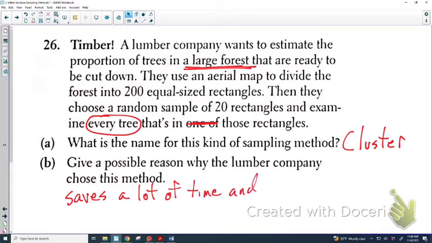And cluster is still random. I guess it also depends on what you're trying to achieve. If you're just trying to get a plain old random sample and you suspect that all the trees in the forest are pretty similar, then this is great. If you think one part of the forest is worse off than another part of the forest, then maybe you have to do stratified random sampling. It just depends on what you're trying to accomplish.